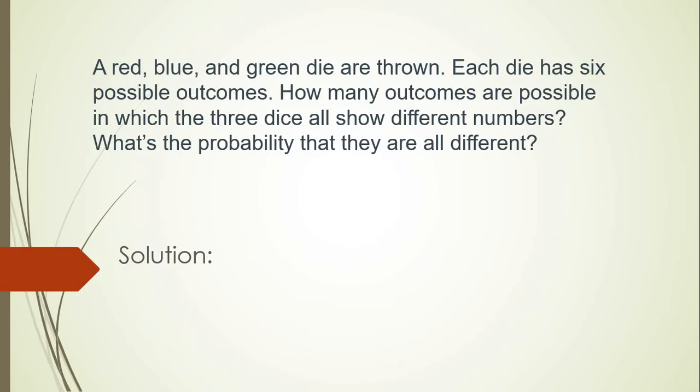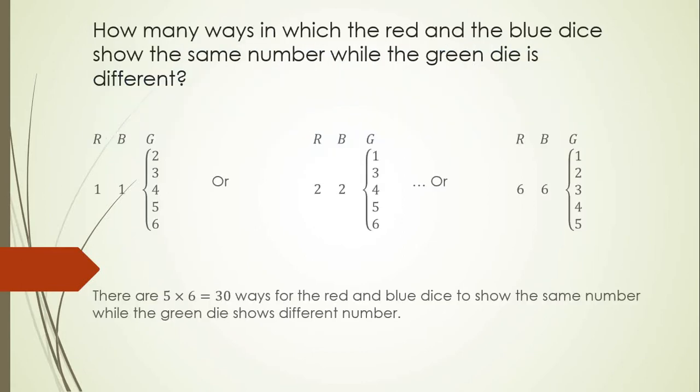So let's try to solve this probability question using the rule of complement. So first, let's see how many ways in which 2 dice show the same number and the other die is different from the 2. So how many ways in which the red and the blue dice show the same numbers while the green die is different?